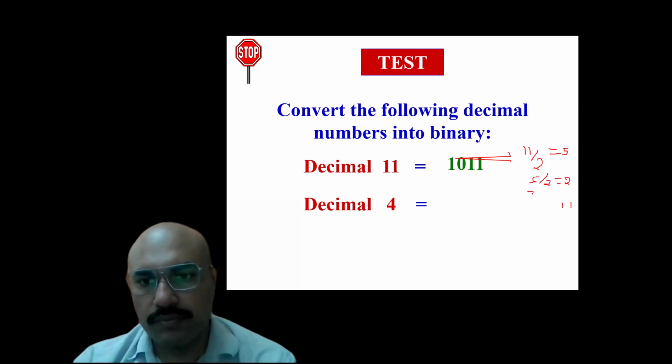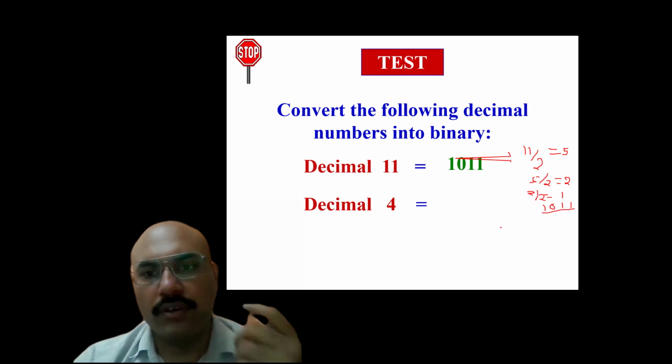Again, you will divide by 2. You go 1 times, 2 1 2. 1 is the remainder and 0 is the answer. So what you will do, you will write 0 here and 1 here. 1 0 1 1 will be your answer.